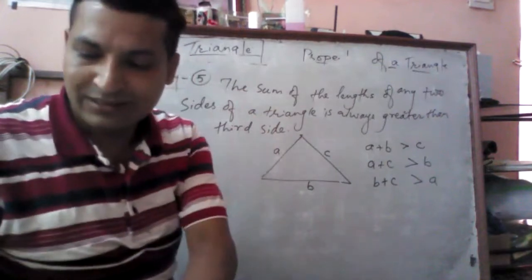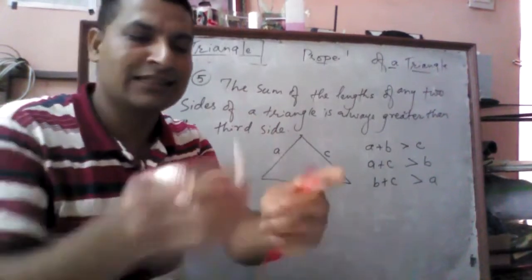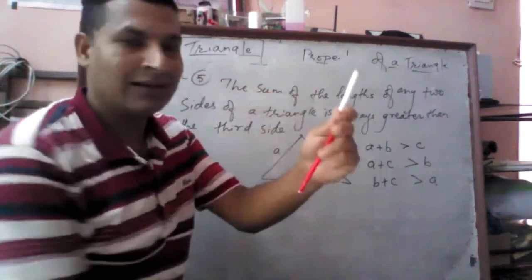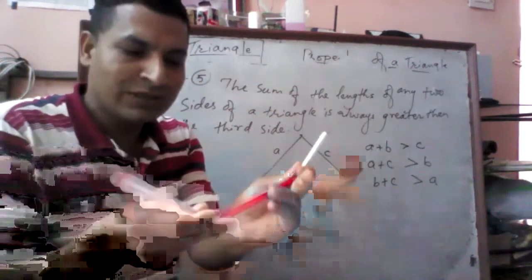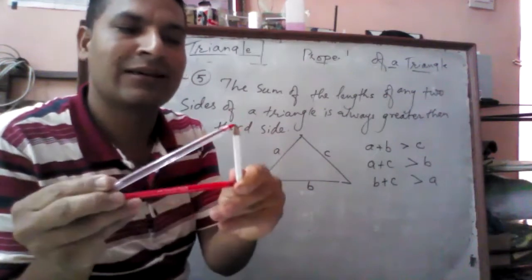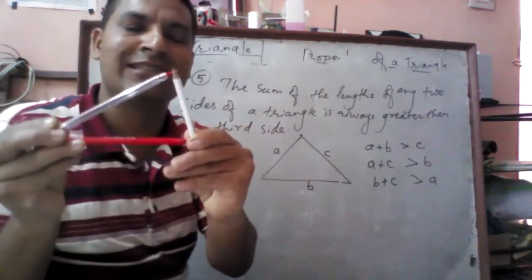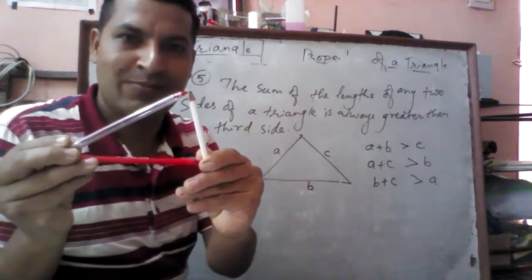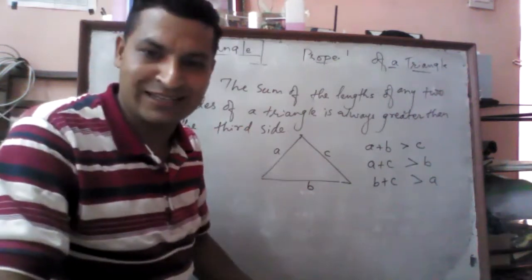But if the length of 2 sticks is greater than the third one, then we can join the tips to form a triangle like this. Yes, this is the experimental part. I think you understand it.